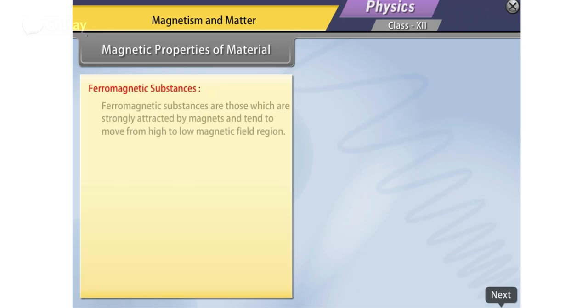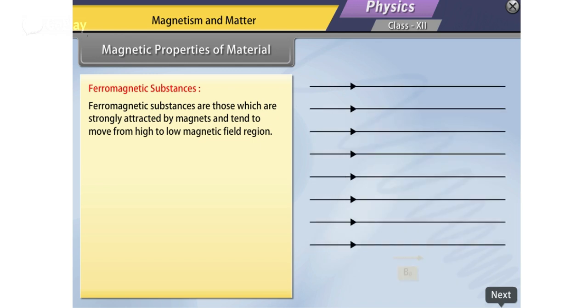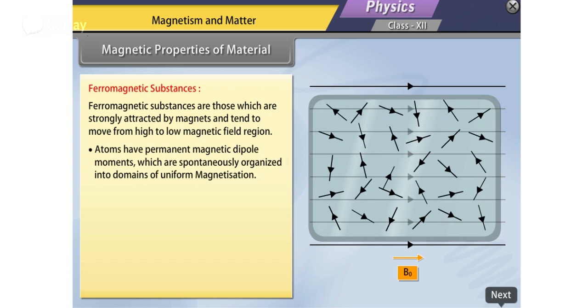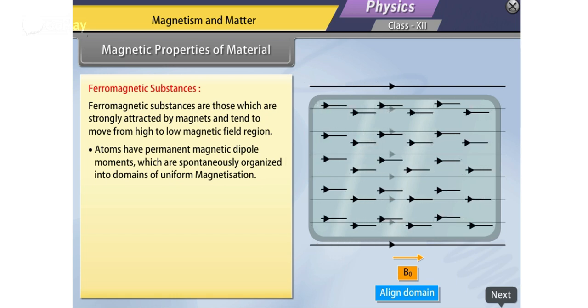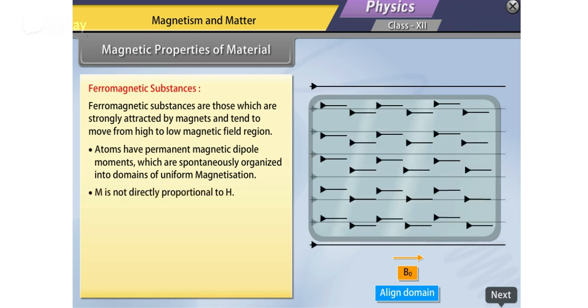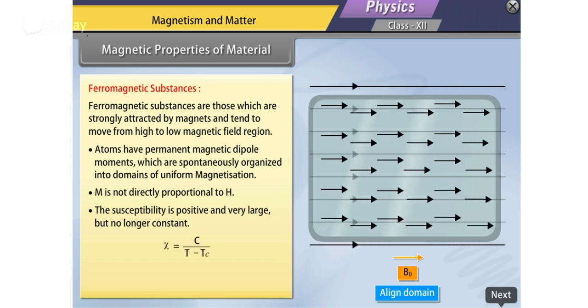Ferromagnetic substances are those which are strongly attracted by magnets and tend to move from high to low magnetic field region. Atoms have permanent magnetic dipole moments which are spontaneously organized into domains of uniform magnetization. M is not directly proportional to H. The susceptibility is positive and very large, but no longer constant. χ = C/(T − Tc). The relative permeability is much greater than 1.